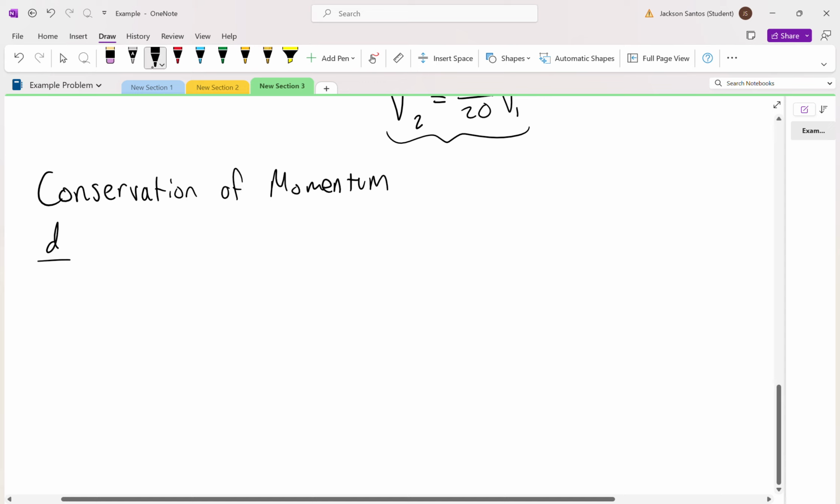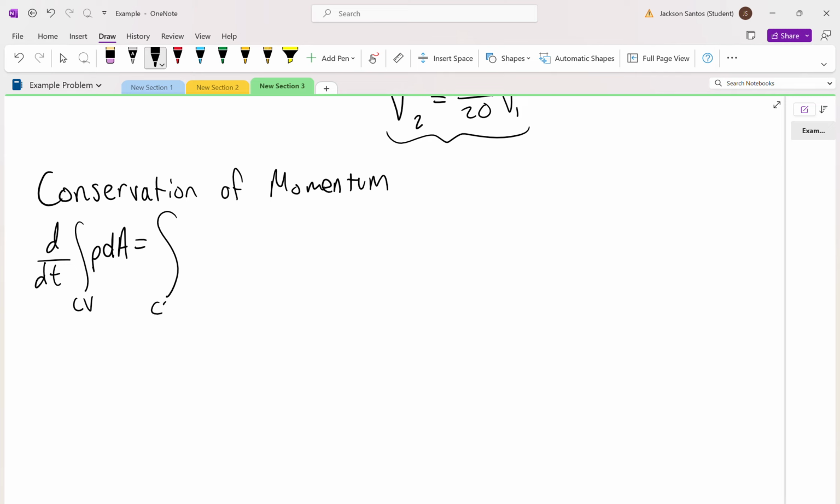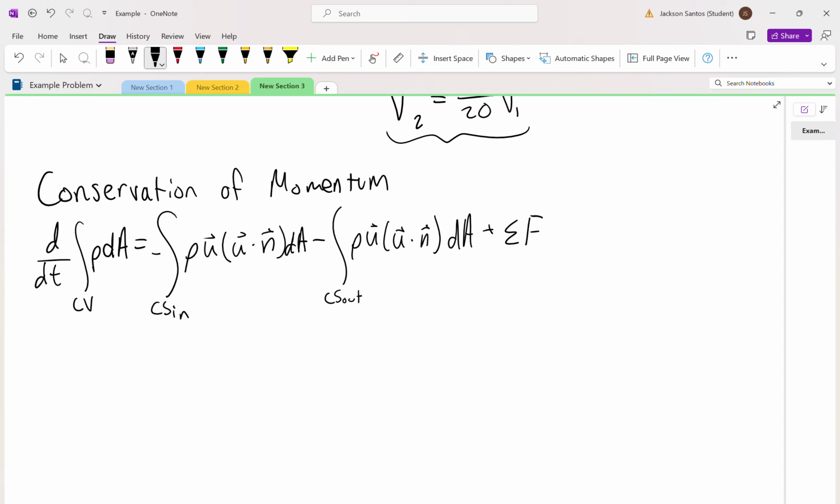That equation is going to look like this: d/dt of the integral of the control volume. I do not have it copied anymore, so I'll just go ahead and rewrite it. Density dA equals the control surface in negative density velocity vector times the velocity vector again dotted with the normal vector dA, minus the control surface out density velocity vector dotted with the normal vector dA, plus the sum of the forces.